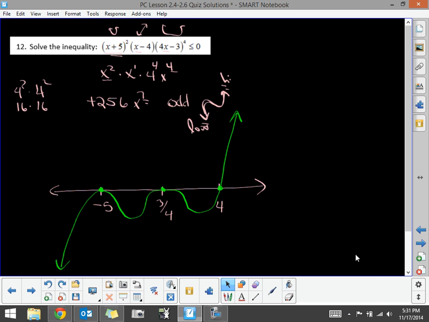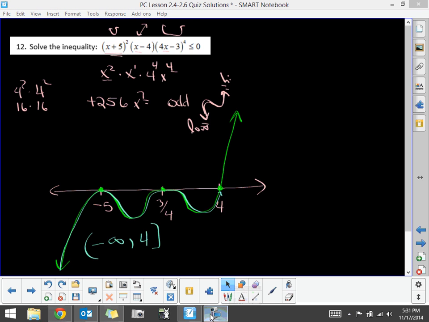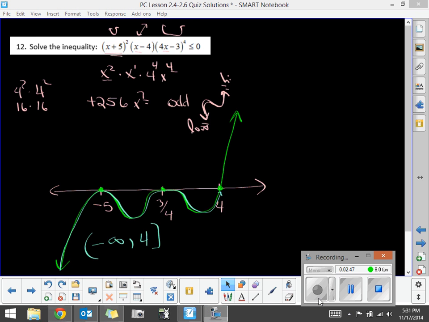And I need to know where it is less than or equal to 0. Well, if I look at this interval, it's less than or equal to 0 all the way through here. So basically, it's always less than or equal to 0 anywhere from negative infinity all the way to 4, including 4. So throughout that entire graph, since it was less than or equal to, it's anywhere it's below or on the x-axis. So that one cleans up pretty quickly if you use your ideas of multiplicity, your 7th degree polynomial being odd in behavior, and knowing it goes from low to high.